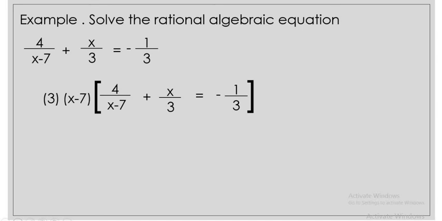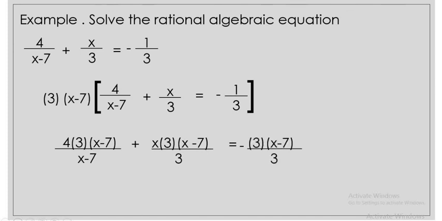Then we will multiply it to both numerators. So we have 4 times 3 times x minus 7, copy the denominator, plus x times 3 times x minus 7 over 3, and negative 3 times 1 is negative 3, then x times negative 7 is x minus 7 over 3. Then cancel. So we have 4 times 3 is 12. Then x times x is x squared, minus 7 times x is 7x.